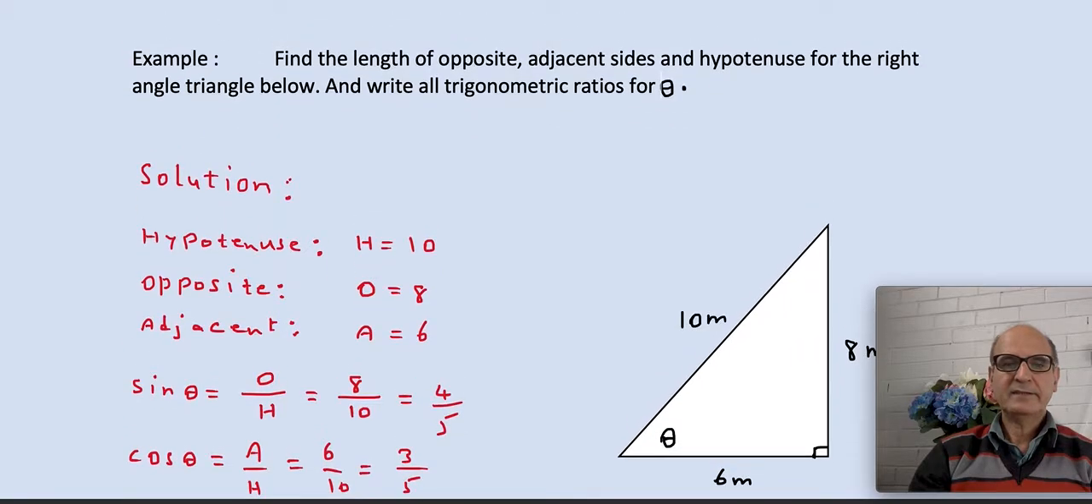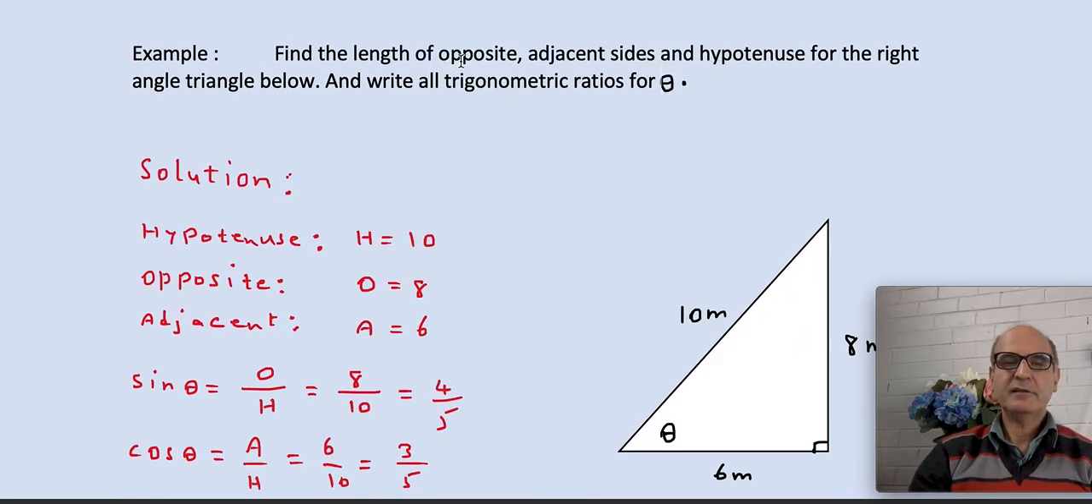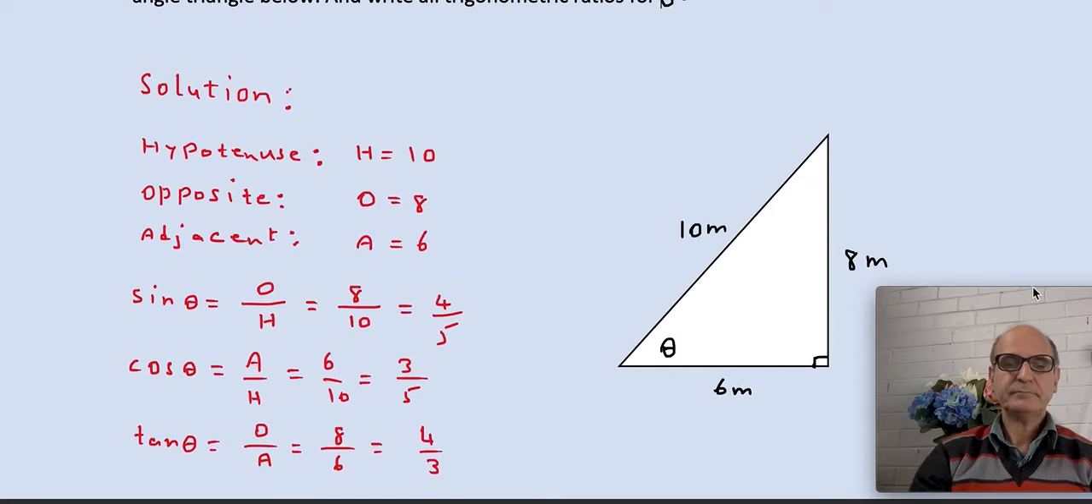Okay, here we have an example. Find the lengths of opposite and adjacent sides and hypotenuse of the right angle triangle below, and write all trigonometric ratios for the angle theta. All right, to do that, this is the right angle. Opposite to that is your hypotenuse, which is the longest side. So we just show it with the letter H. Hypotenuse is equal to 10 meters.